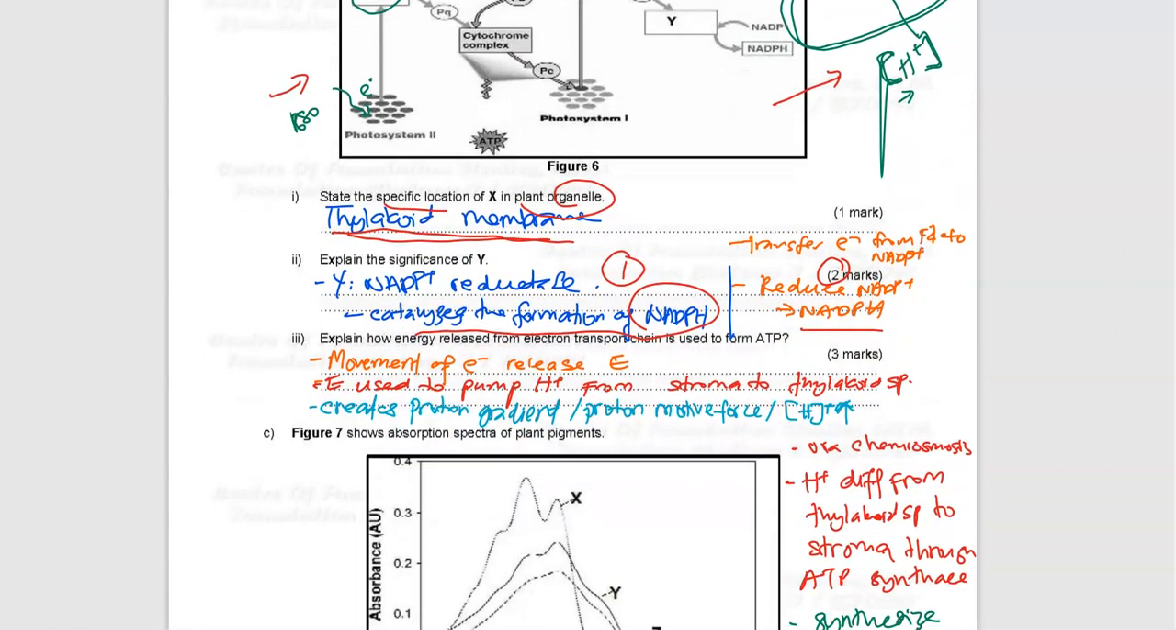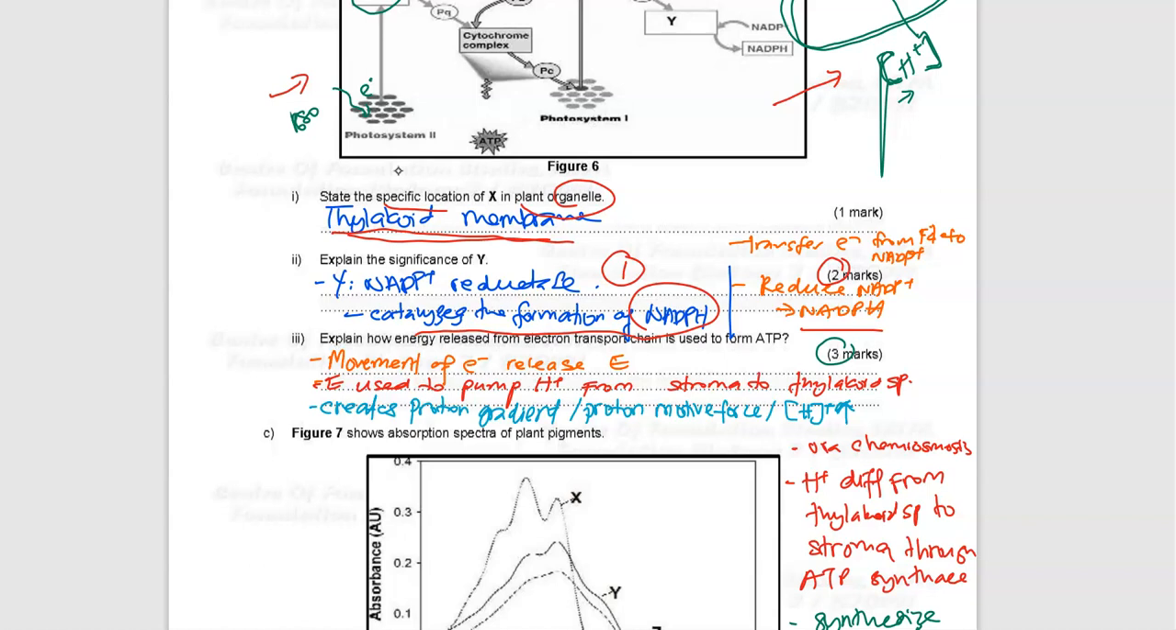Okay, so the question asks you, explain how energy released from electron transport chain is used to form ATP. The question is worth 3 marks. So let's look at the answers. As I said before, movement of electron releases energy. So this energy is used to pump hydrogen ion from stroma into thylakoid space. So the purpose is to create proton gradient or proton motive force, to make sure inside the thylakoid space it has a high concentration of hydrogen ion.